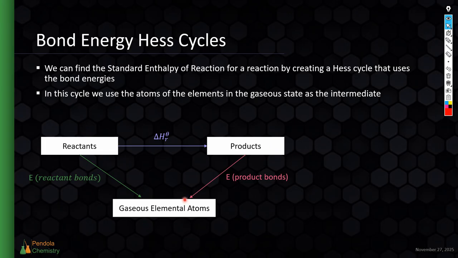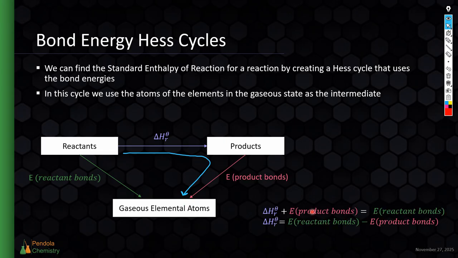From there, it's the same as we saw in Hess cycles in a previous section. All we need to do is look at the alternate path. So we find the two arrows that agree in direction, in this case the purple and red arrows, and that's our alternate path. Which means that the enthalpy change of reaction plus the bond enthalpies or bond energy for the products added together are going to be equal to the bond energies of the reactants. Or if we rearrange this to isolate the enthalpy change of reaction, the enthalpy change of reaction is equal to the bond energies of the reactants minus the bond energies of the products.